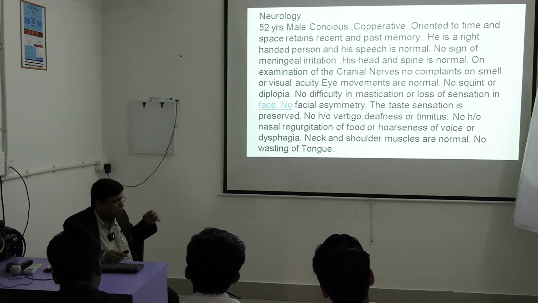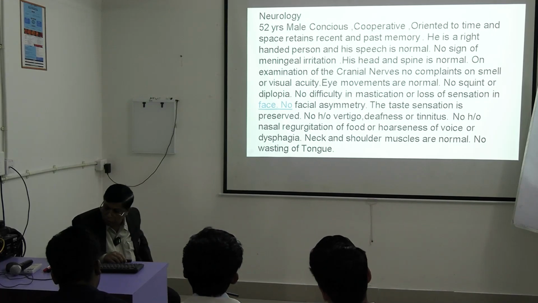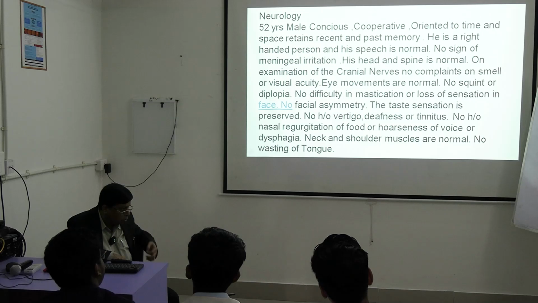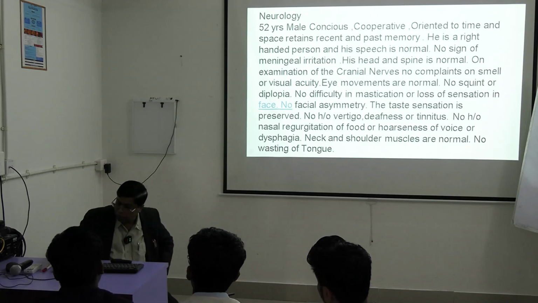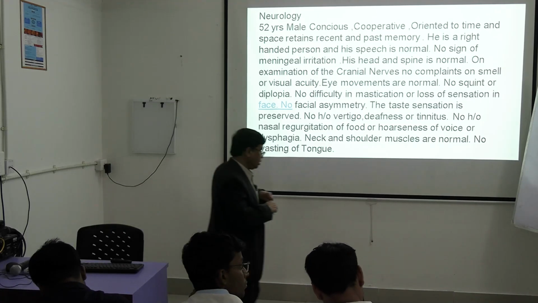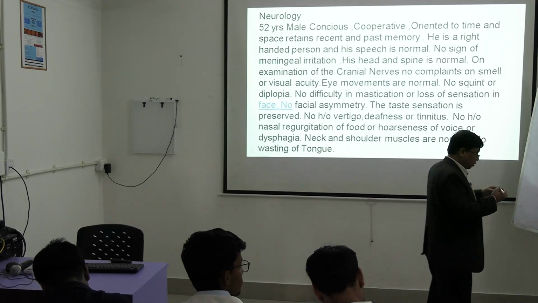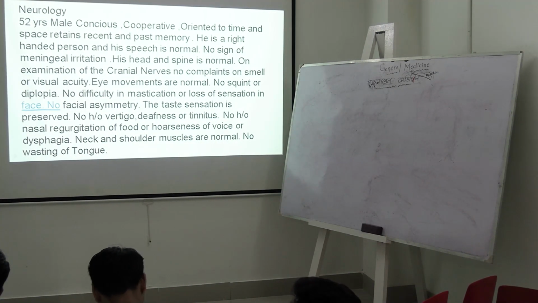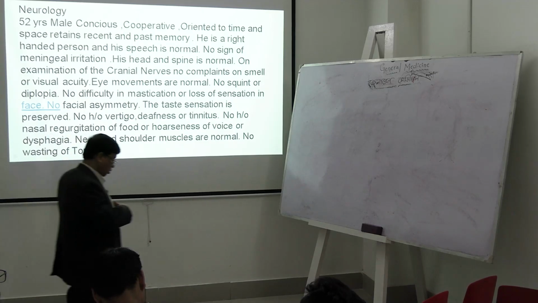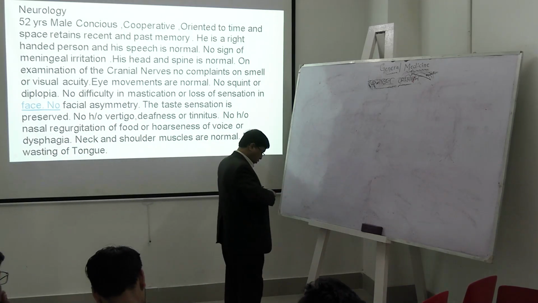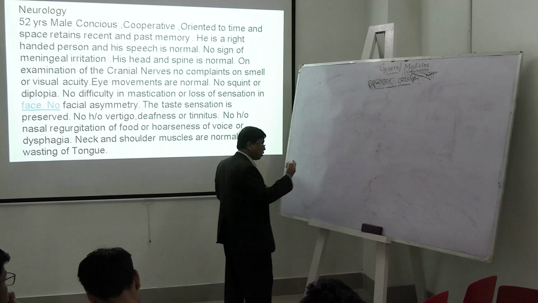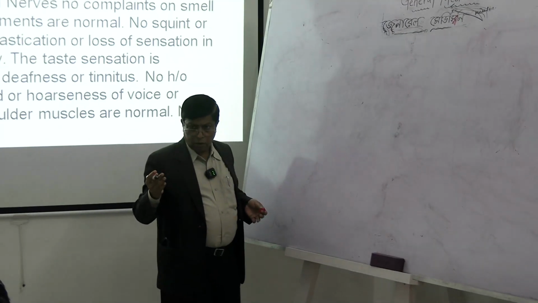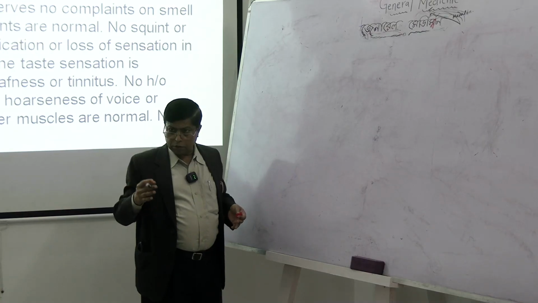Next, after our cranial nerves, is our discussion about hemiplegia. So I will go to hemiplegia first. Hemiplegia or hemiparesis. Hemiparesis is a partial loss of power. Hemiplegia is a complete loss of power.